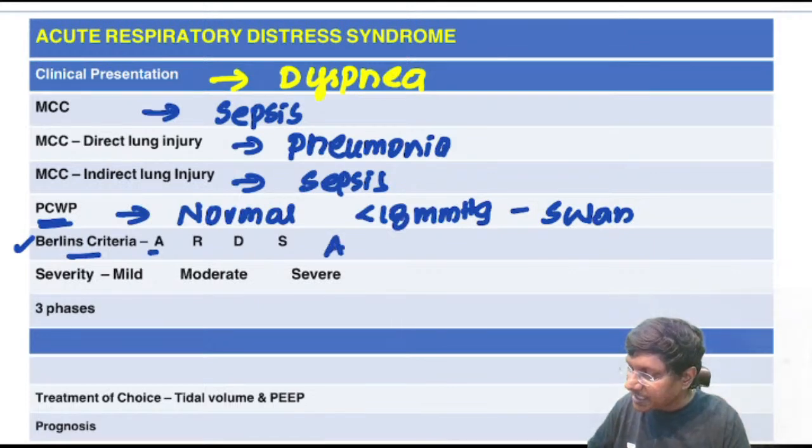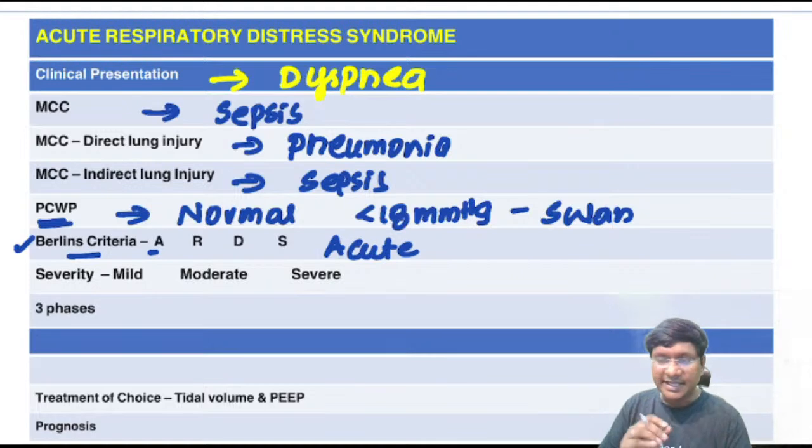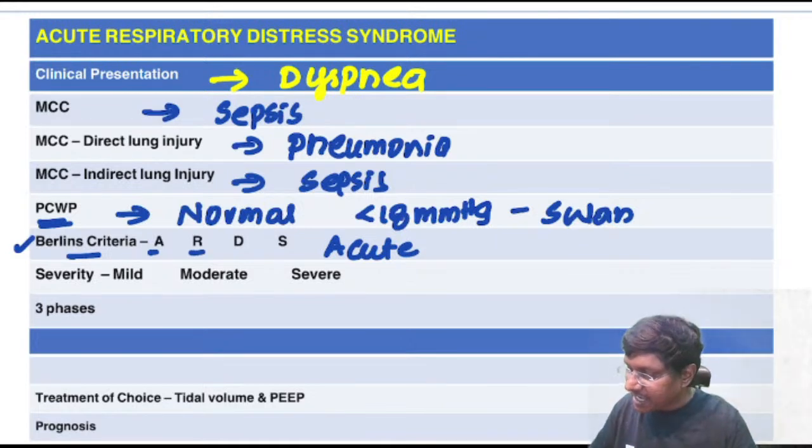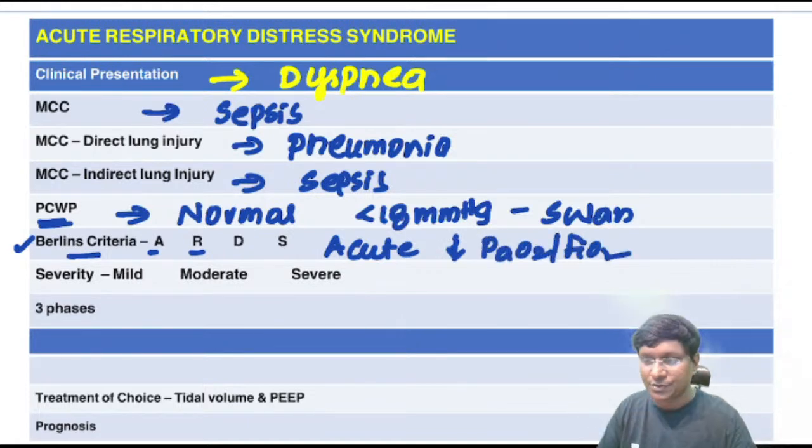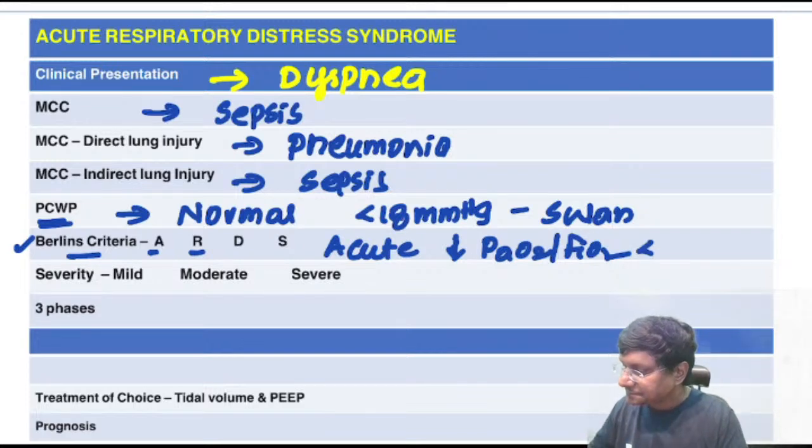A stands for acute in onset. So the sudden onset dyspnea will be within 7 days of the clinical insult. R stands for reduced PaO2 by FiO2. And how much will that be? That will be less than 200 millimeters of mercury.